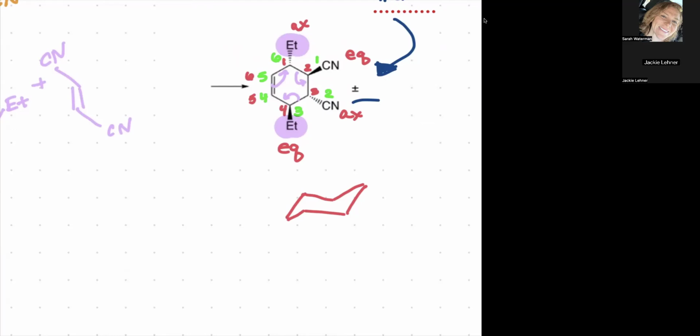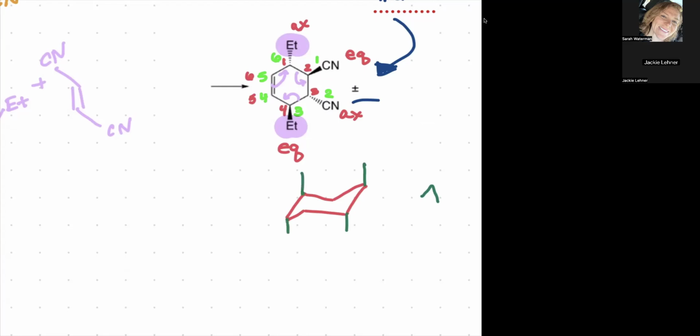Yeah, so remember your chair conformations? The way I remember it is wherever your point is pointing, that's the direction your axial will be. This point here is pointing up, so our axial will be pointing up. This is pointing downward, so our axial will be pointing downward, right? Do you remember that? Okay, cool.